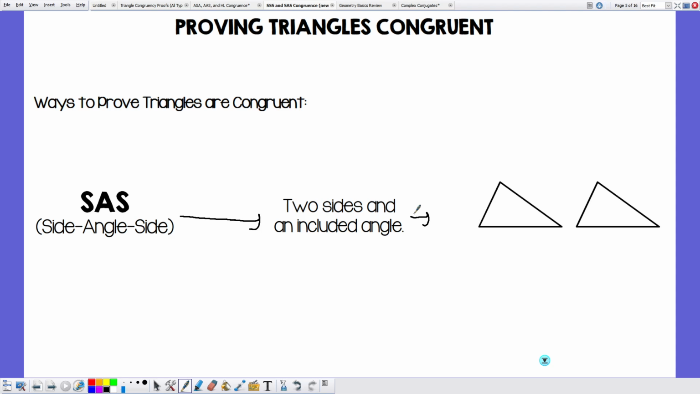What that looks like is I have one pair of sides here, another pair of sides here, and what it means by the included angle is it has to be the angle that touches the two pairs of sides that we're using. So that angle would be in here, the one between the two sides. These two angles are the ones that have to be congruent. If it were any of the other two angles, it would completely mess up the proof.